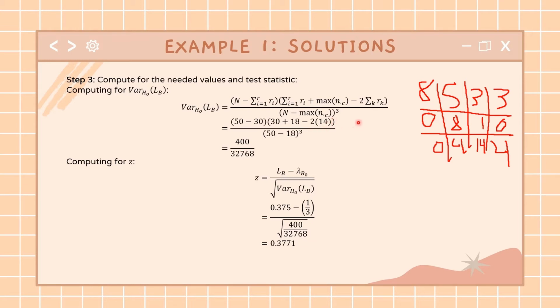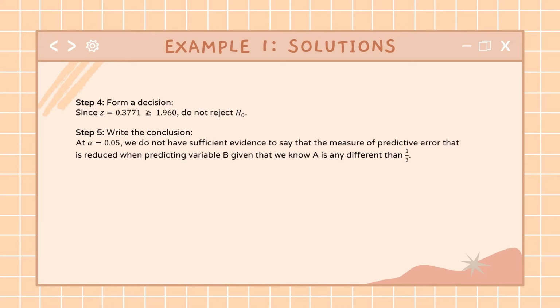So, substitute natin yung mga values na na-compute. So, meron tayong variance to be equal to 400 all over 32,768. Then, computing for z, we have value of L of b, which is 0.375 minus the lambdas of b null, which is denoted to be 1/3 all over the square root of the variance. And we have z to be equal to 0.3771.